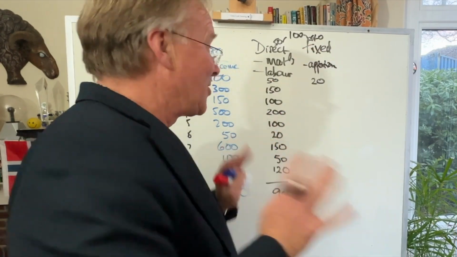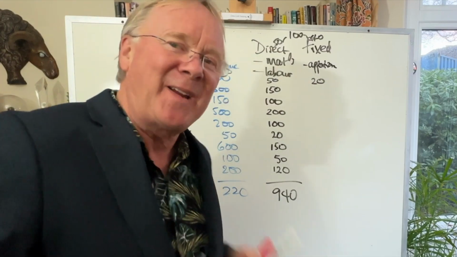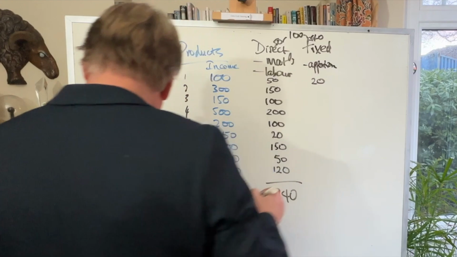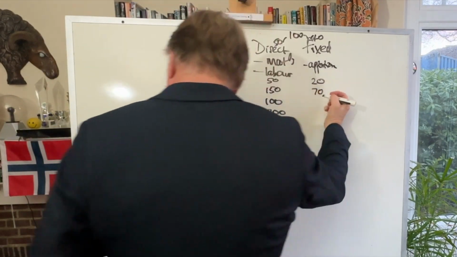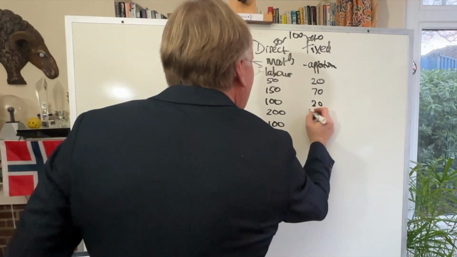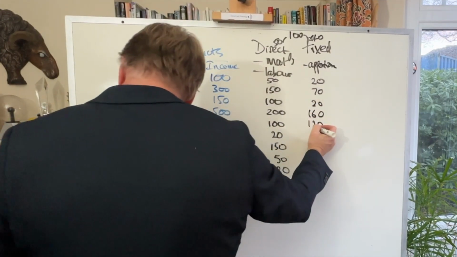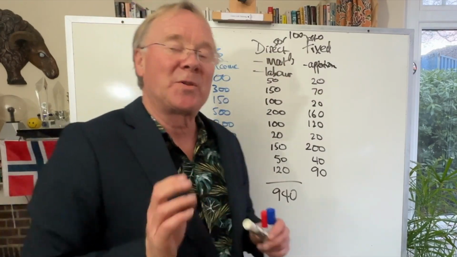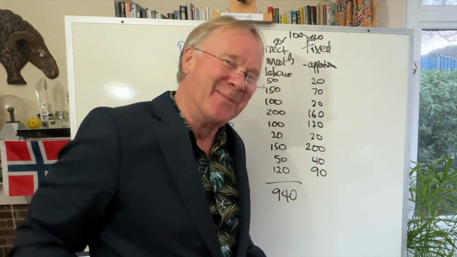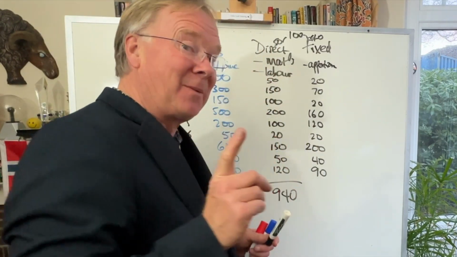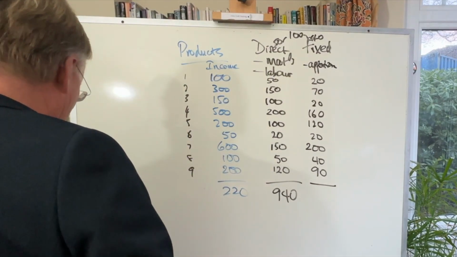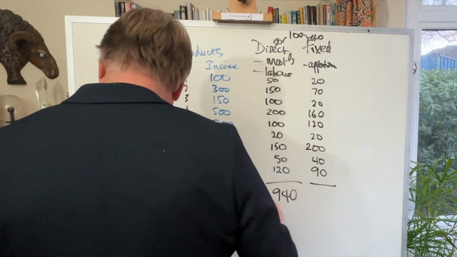And let's just go down and apportion all the others according to how we feel about how difficult or easy these product lines are to manage and deliver. So let's say we've got 70 for this one, 20, 160, 120. So we're apportioning these by gut feel, and you'd be typing this into a spreadsheet. That's how you do it. You'd never do it on a whiteboard in real life. So now we can add up all the fixed costs and we can see that they come to 740.